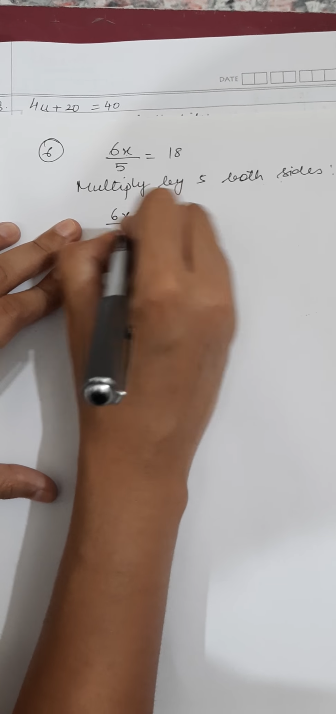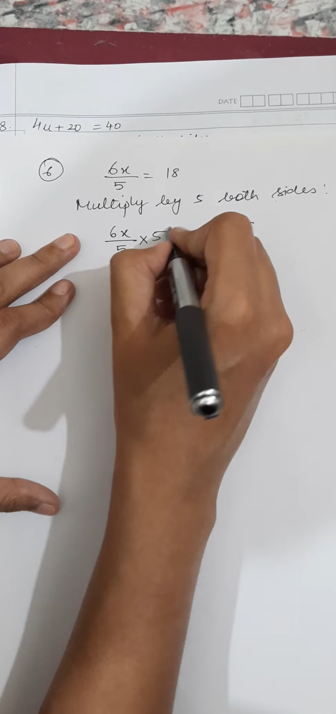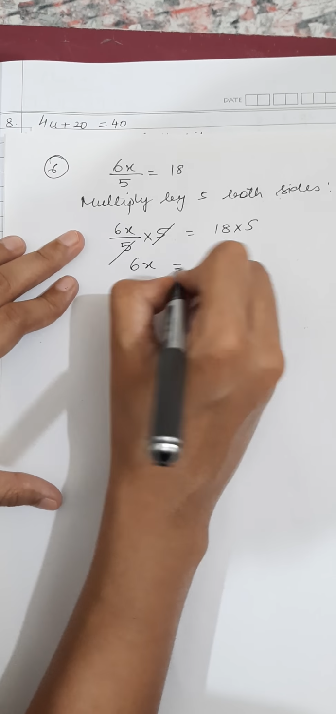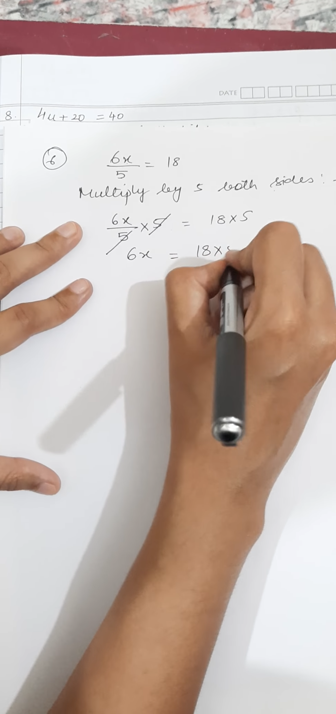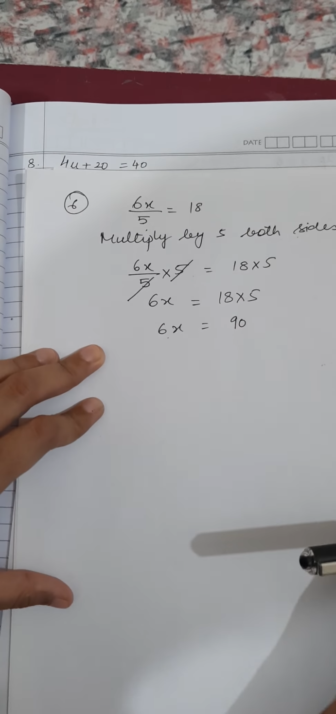Now 6x upon 5 multiplied by 5 equals 18 into 5. Done. Now 5 and 5 cancelled. This will be 6x is equal to 18 into 5. It can be 90, you can write 90. 6x is equal to 90.